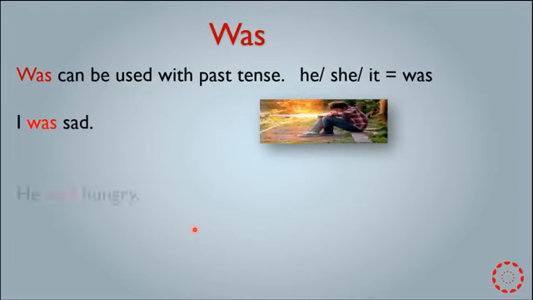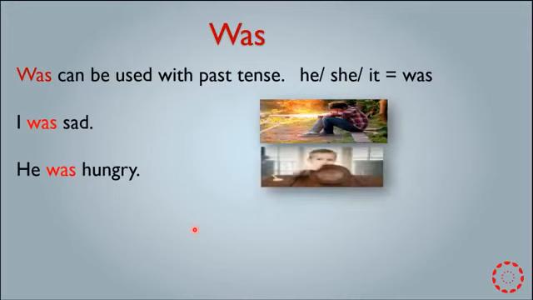He was hungry. You see the kid feels hungry and he showed us a picture of a plate. It shows that he is very hungry. So we are going to change to past. We say was. So was can be used with past tense. So he was very hungry, maybe yesterday or maybe 2 days ago.